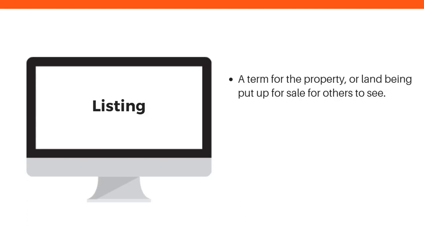Listing. This is a term for a property or land that's put up for sale for others to see and purchase on the market. So if you list your home for sale, you're just listing it on the market, which is like putting it up on Zillow or putting it online so that there are other people out there who become aware that your property is now for sale and can be purchased.